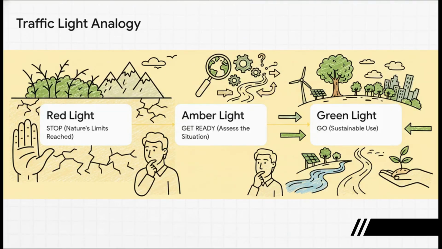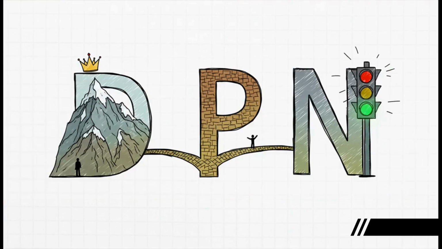And Griffith Taylor gave us the perfect analogy for this, and trust me, CUET loves asking about it. It's the traffic light. A red light means nature is screaming, stop. You've hit a limit. An amber light means hold on, assess the situation, be careful. And a green light means, okay, you can go, but go sustainably. It's not a free pass. It's about being smart and responsible.